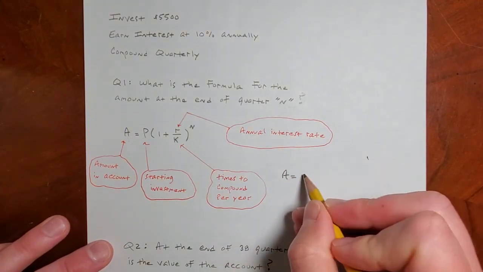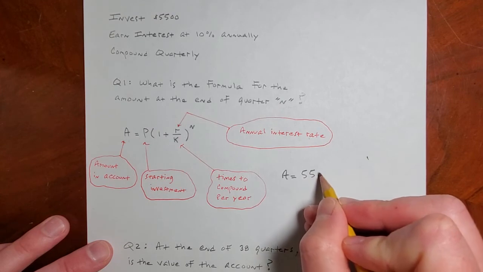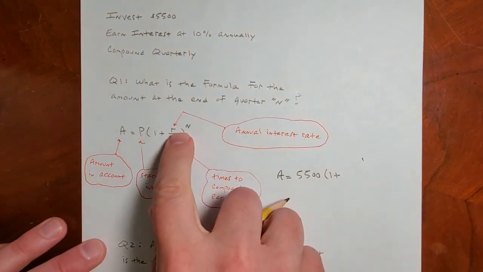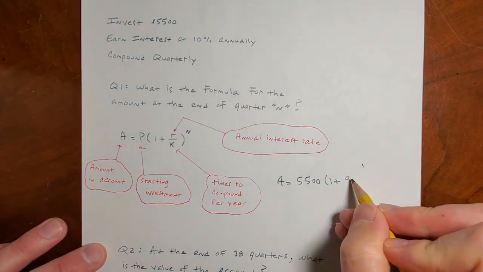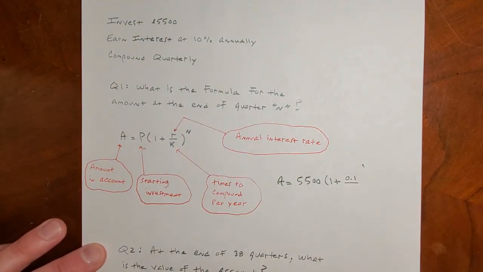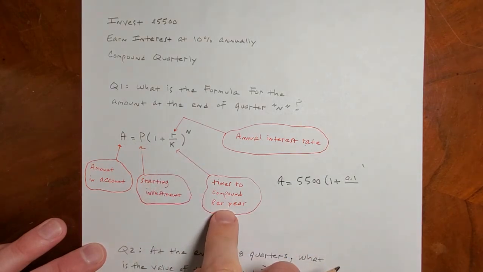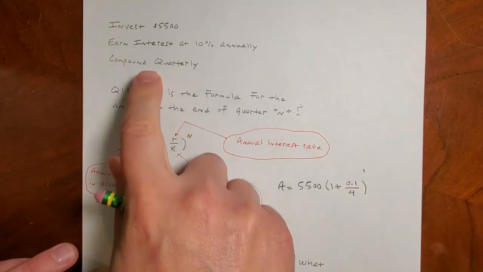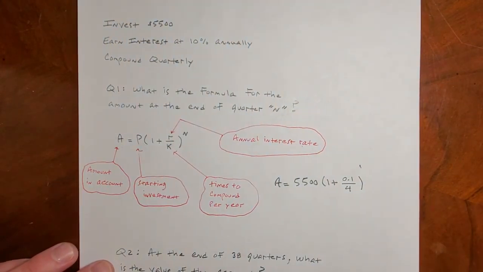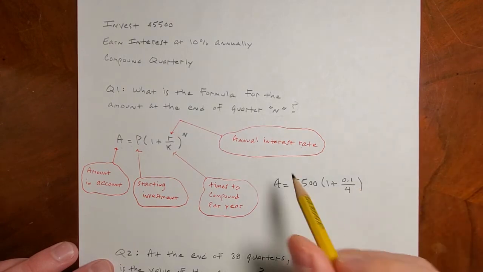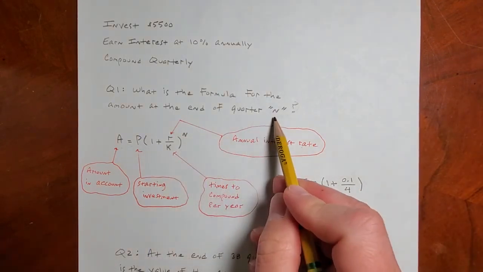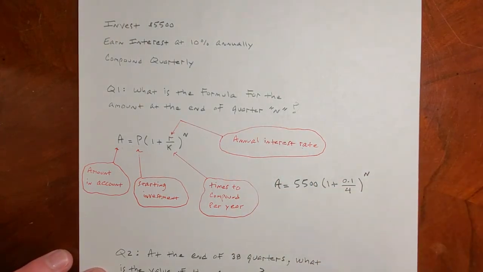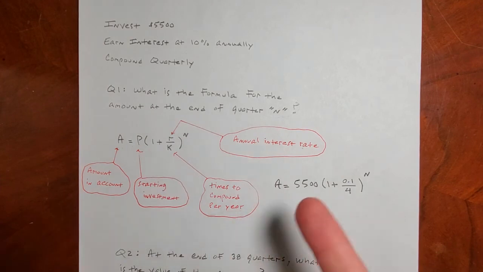A. So what was that starting amount? 5,500. 1 plus, and then R was the annual interest rate. That's 10%. So we put 0.1 for 10%. And K, okay, how many times a year are we going to compound? Quarterly, that'd be 4 times a year. By contrast, if it said compound monthly, that would be 12 times per year. Okay. And then what else in is just the quarter that you're interested in. Okay, so it's going to be like that. So well, there's our formula. That's it. That's the formula.